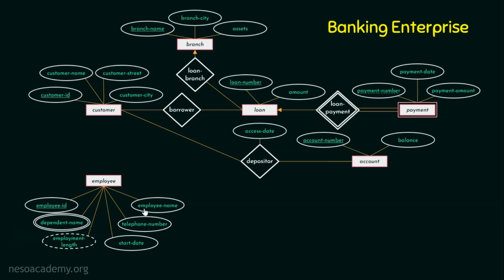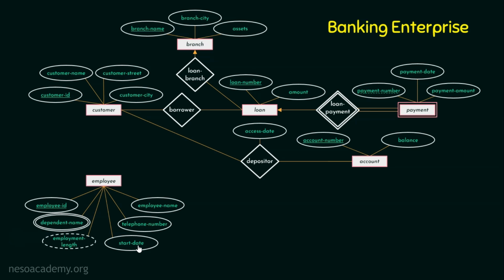So employee ID, employee name are basic information. In addition to that, dependent name. An employee may have one or more dependents, and that is why dependent name is a multi-valued attribute here. We know multi-valued attributes are represented using double ellipses. And talking about the employment length, which is a derived attribute, which can be derived from another attribute, which is the start date here.